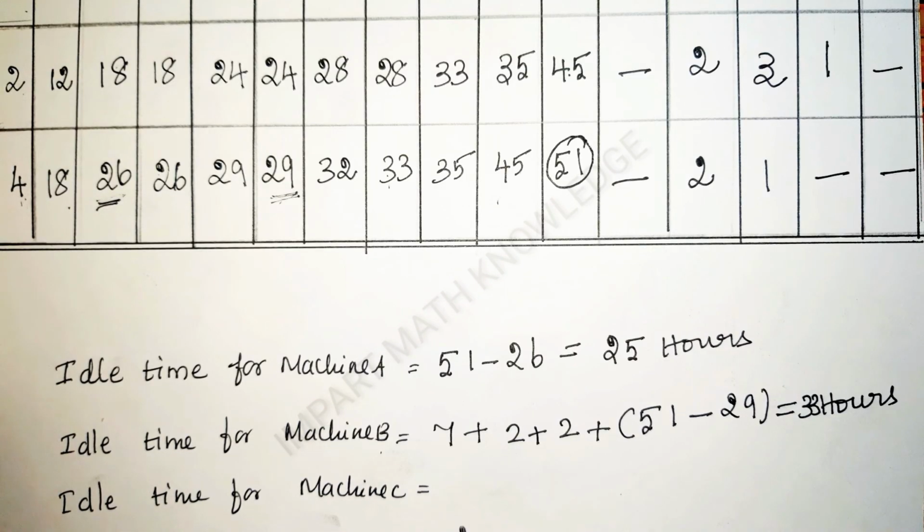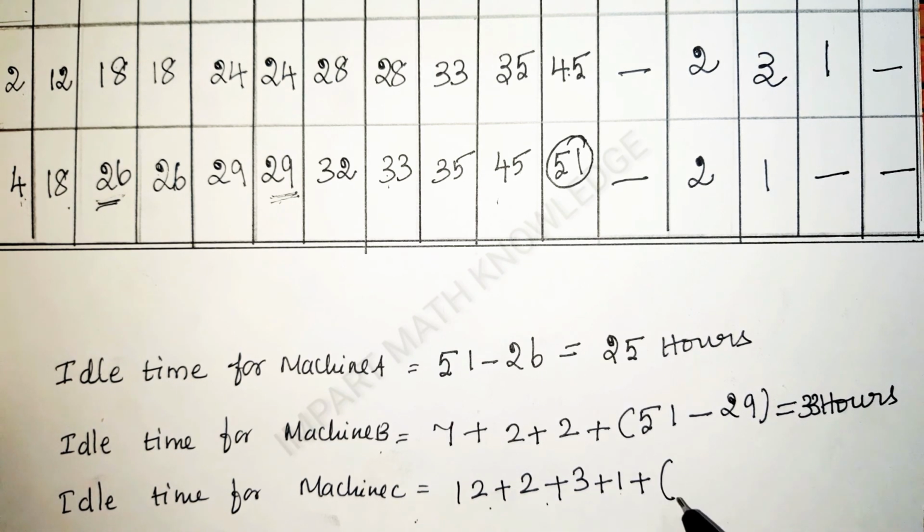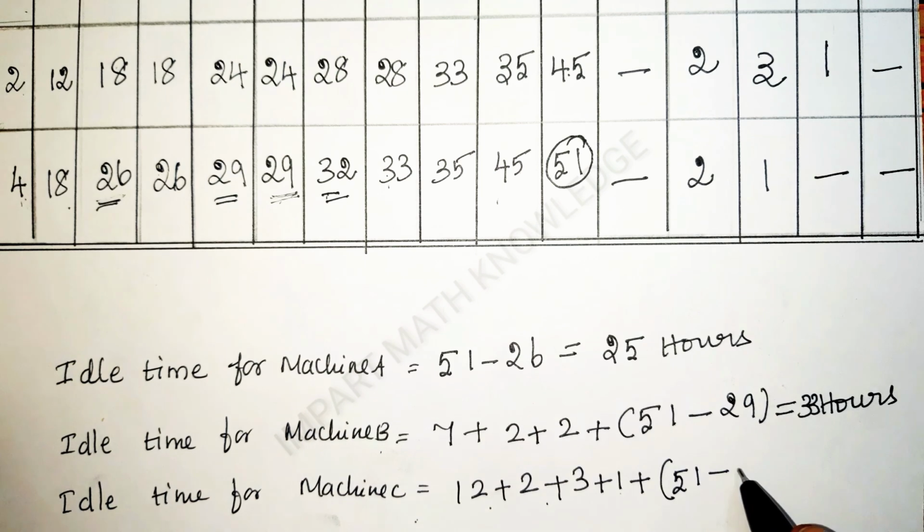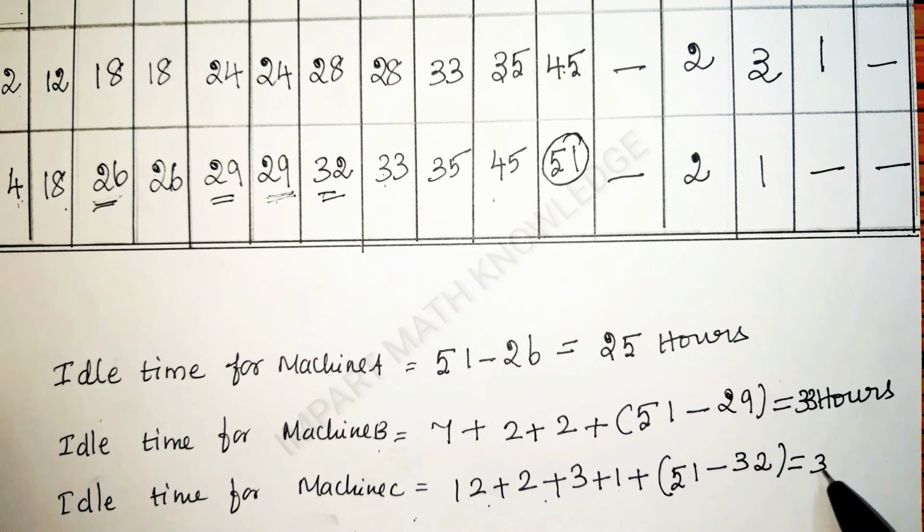Now the idle time for machine C. 12 plus 2 plus 3 plus 1 plus the total processing time, which is 51. Machine C completes the work at 32. So 51 minus 32. So the total is 37 hours. Idle time for machine C is 37 hours.